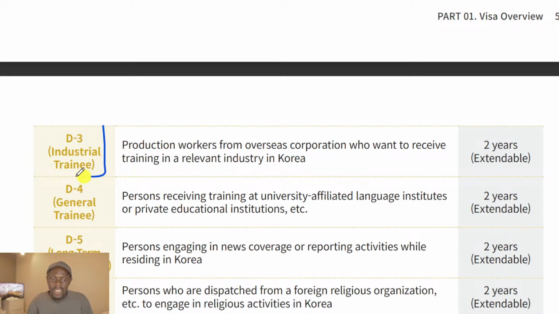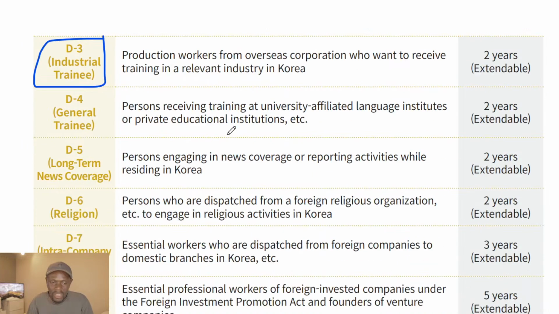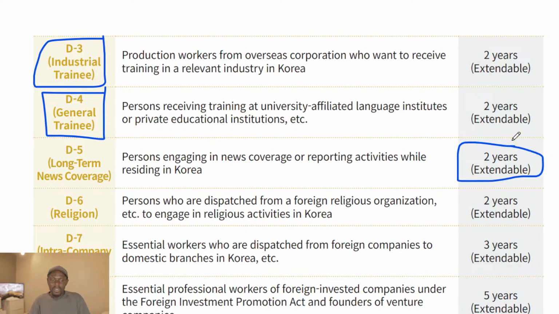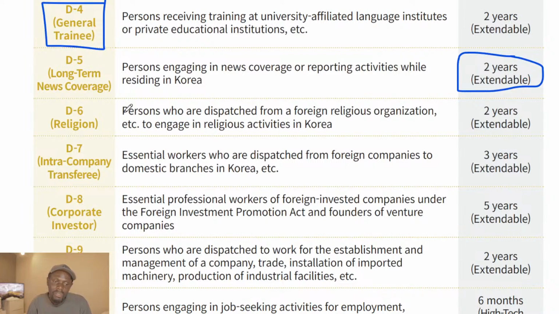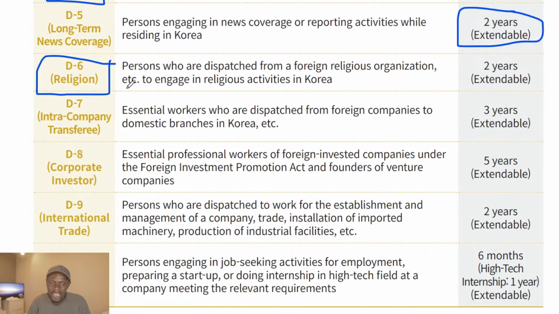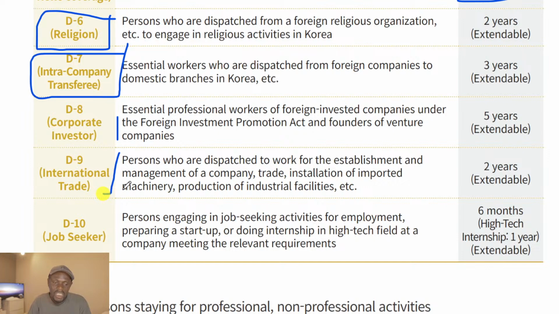And then industrial trainee, if you're going to South Korea for some training that is related to an industry, then you get a D3. Then there is D4. D4 is for those who are going to South Korea to learn language. Normally, you learn language for a year or two. So that's the type of visa that you would get. Then if you're going to South Korea for religious purposes, maybe to be a pastor or something like that, you would get a D6. And then intra-company transferee, you get that one. And then corporate investor, international trade.